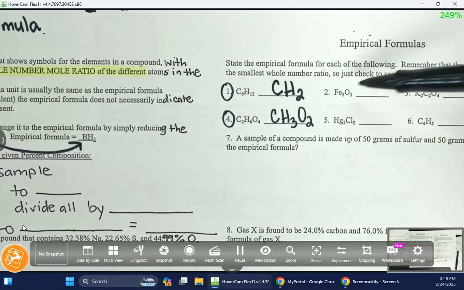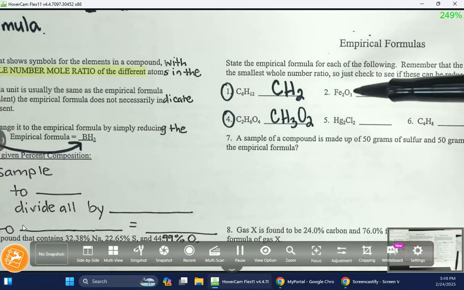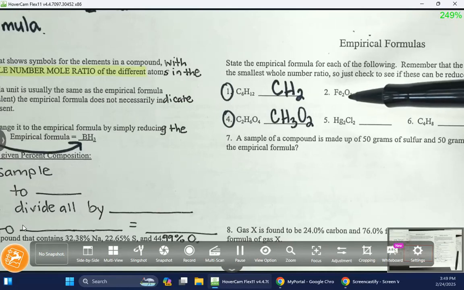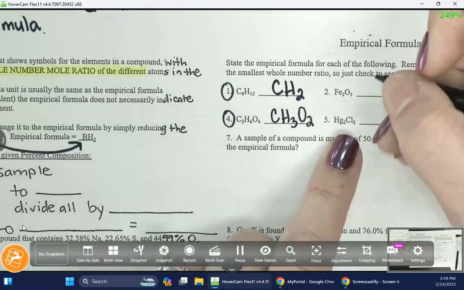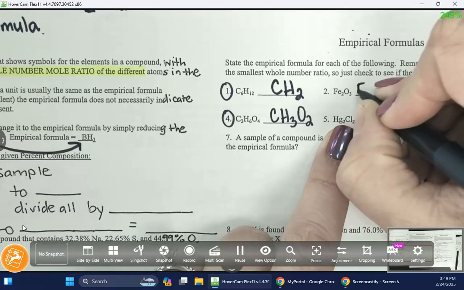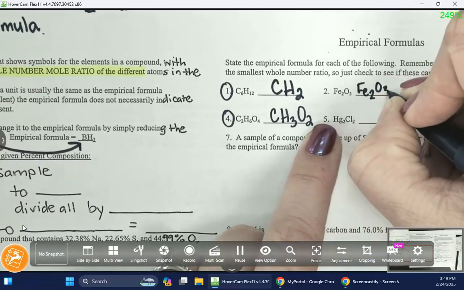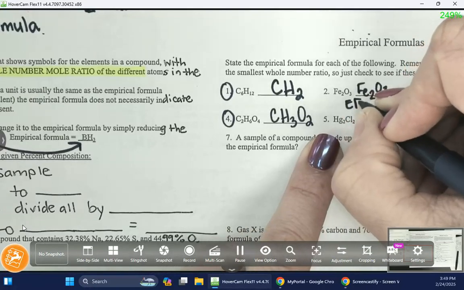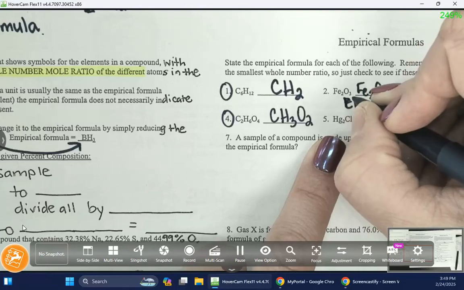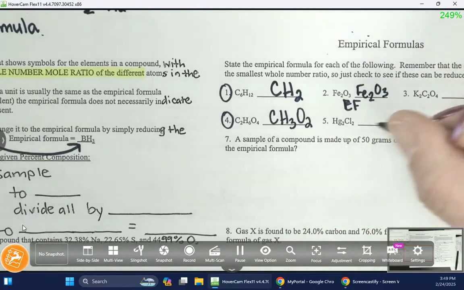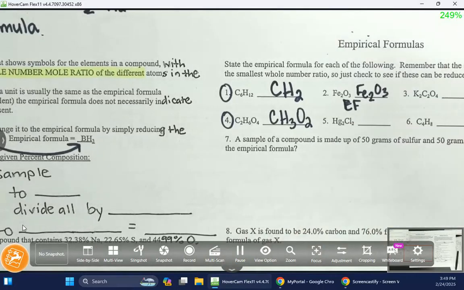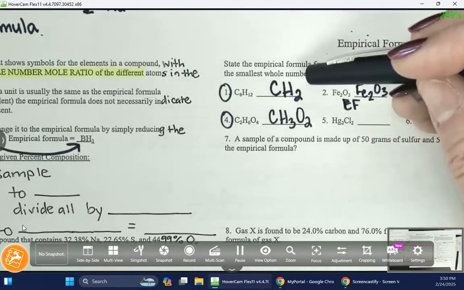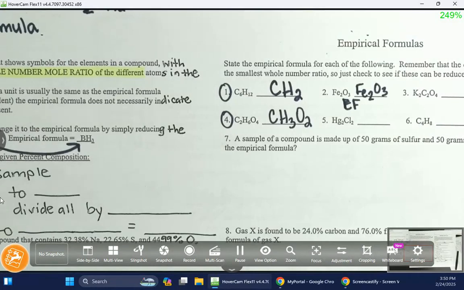You might run into a case like you have on number 2, right here, where it says iron III oxide, but we have a 2 and a 3. Can this one be reduced any further? No. So if I'm asking for the empirical formula, you would just say the same exact thing. So this is the empirical formula. I can't make my E any better, sorry. So hopefully that is not overly challenging yet.